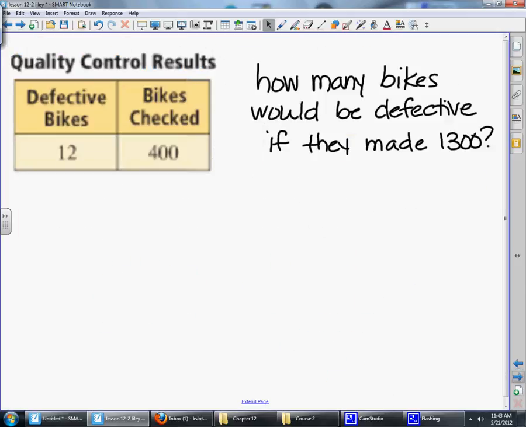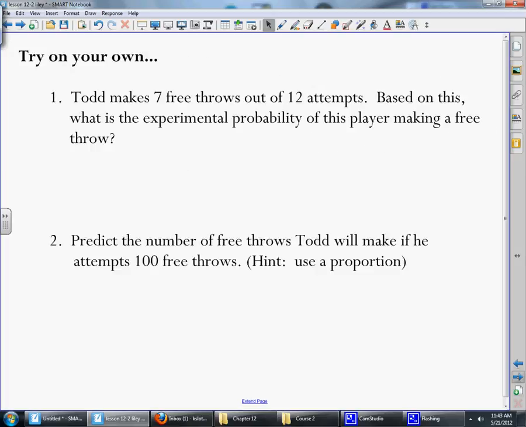Okay, let's try these on your own. Tad makes 7 free throws out of 12 attempts. Based on this, what is the experimental probability of this player making a free throw? Stop the video and try this problem. When you're done, come back and we'll check your work.